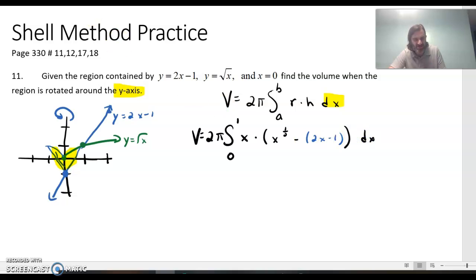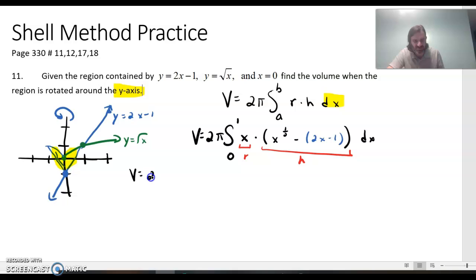So just to make sure you're okay here, the x is the radius, and the difference between these two curves is the height. Okay, so the green one is the top one, and the blue one is the bottom one. Okay, and everything is in terms of x, so everything looks really good here. So let's see if we can clean it up before we integrate.